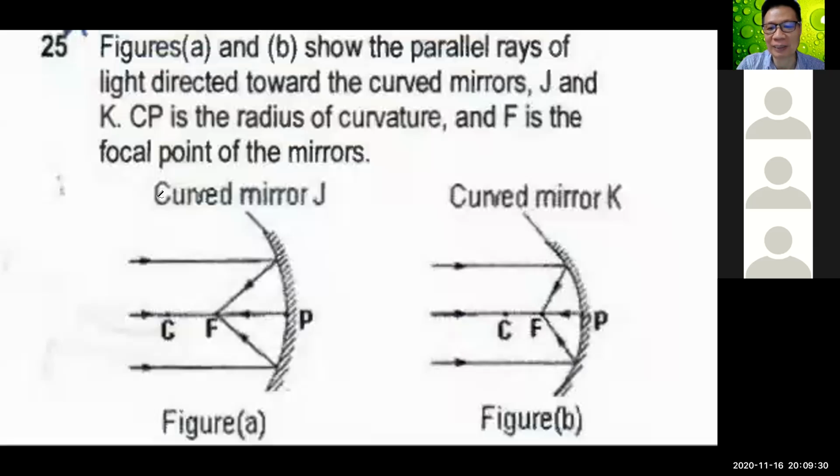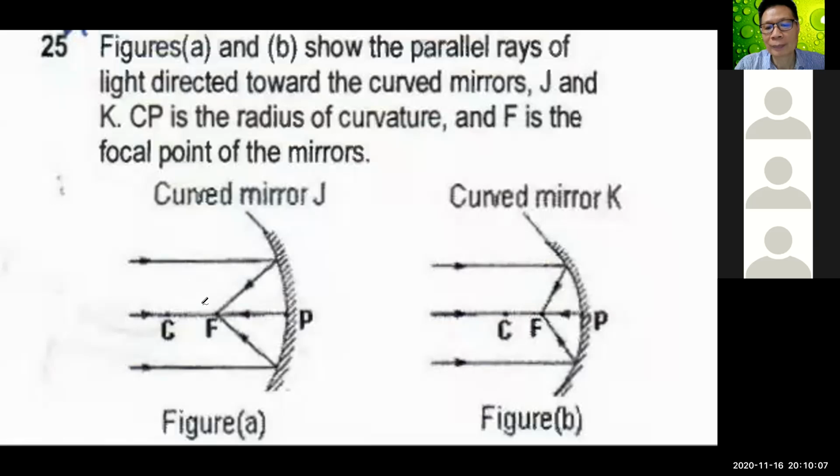Okay, let's answer the question. The figure shows parallel rays of light directed towards the mirror. This is a concave mirror. Now you see the two diagrams. This one curves less, this one curves more. When this one curves more, you see the focal length is very short. When this one curves less, the focal length is long.